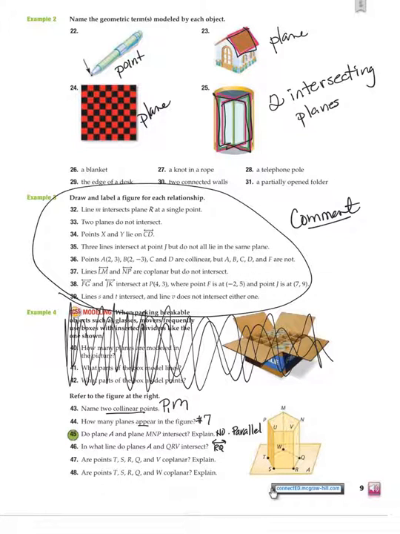Are points T, S, R, Q, and V coplanar? Again, it's that old question. Does a flat surface now grow through this, or is it possible to put a flat surface through those 5 points? And I don't see a way. So I believe that's going to be no.